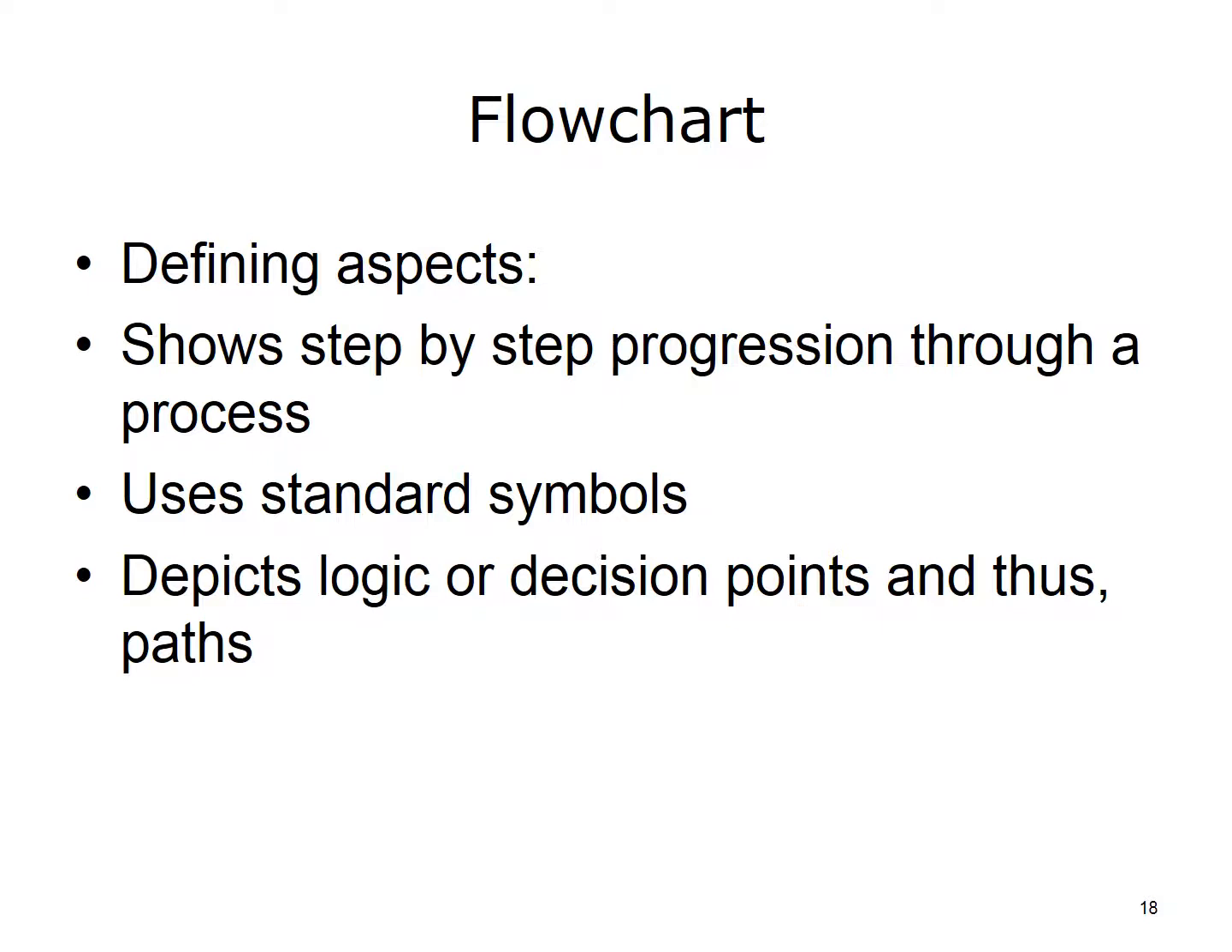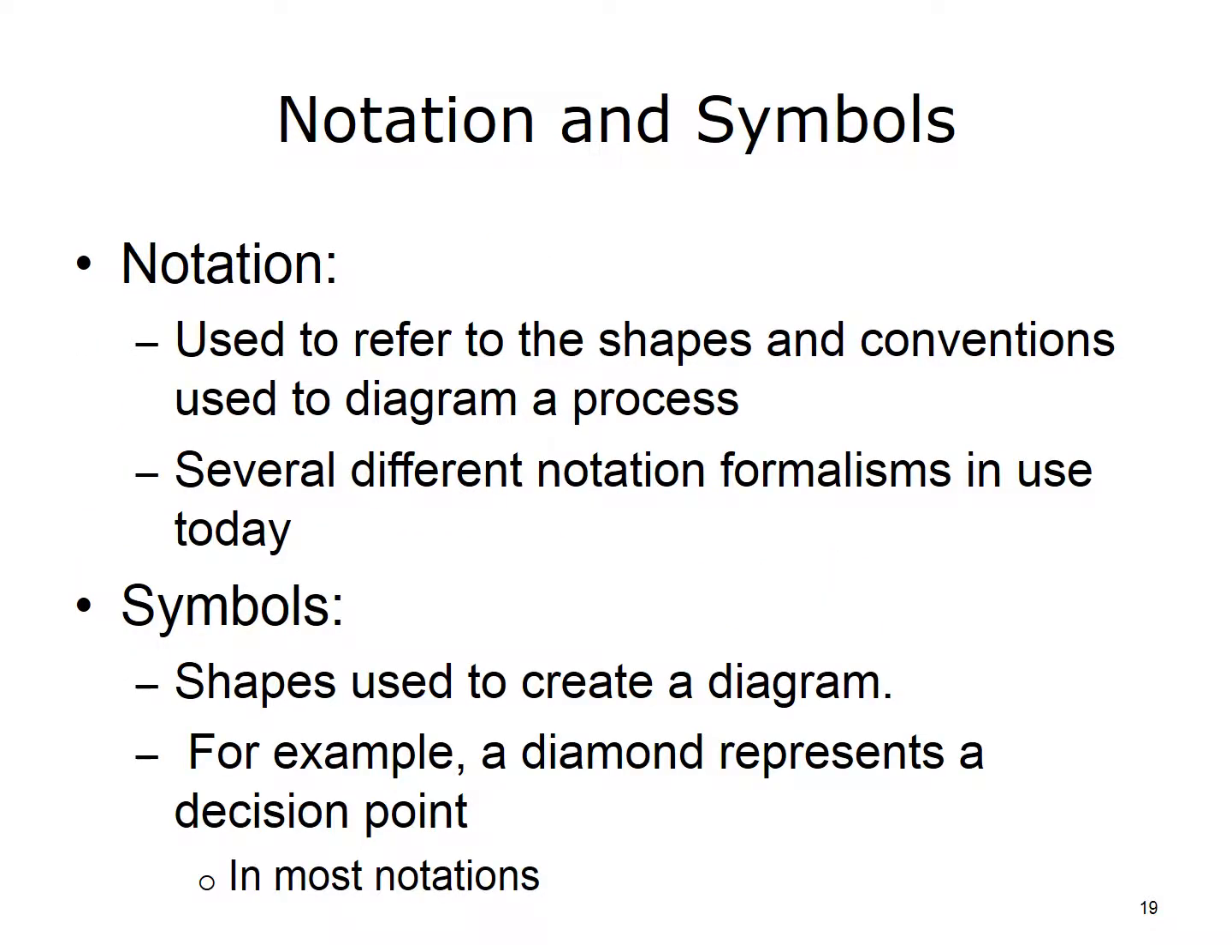Each communicates important aspects of flowcharts. For example, shows step-by-step progression through a process, uses standard symbols, depicts logic or decision points, and thus paths. Flowcharts are the most common type of process map and are easily understood by most people. Thus, they are widely used. Most of the symbols needed to create flowcharts are included in word processing, drawing, and presentation software packages, such as the Microsoft Office packages. By notation, we mean the set of shapes and drawing conventions, for example, straight lines or curved ones, that are used to create process diagrams.